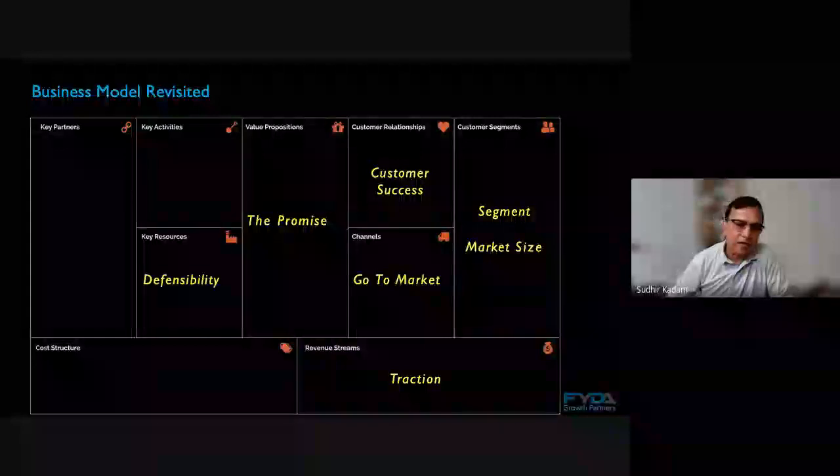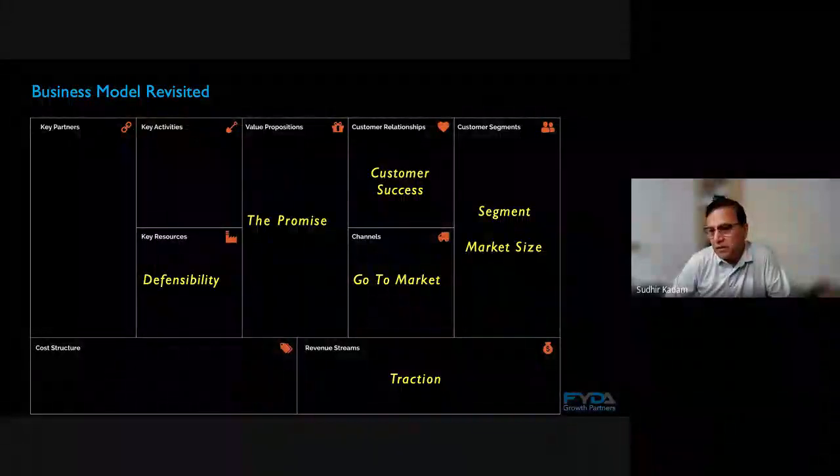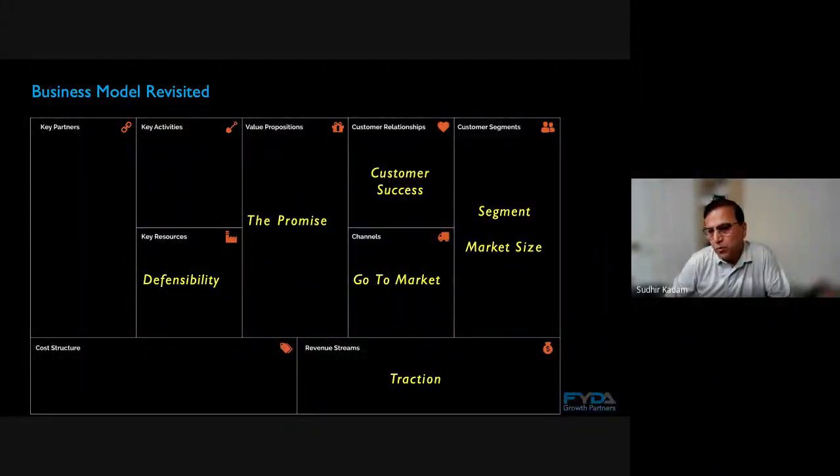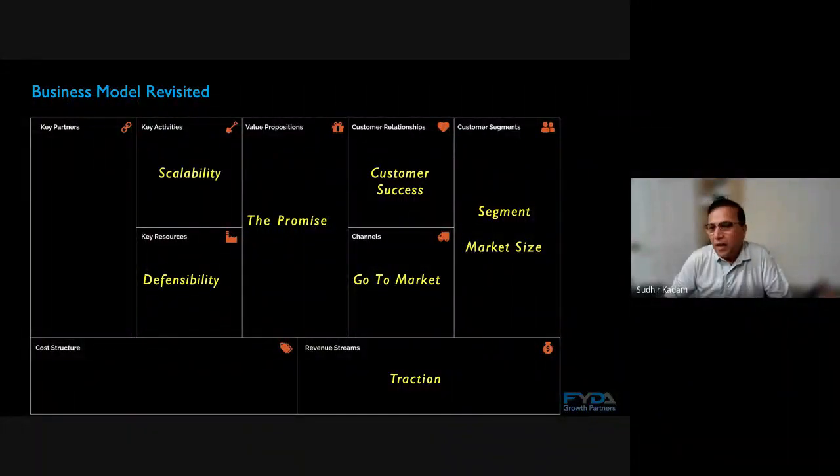So that's traction. Then key resources. We all obviously asked how defensible my business model is. This is where you start talking about your IP, your patents, or the kind of people that you have on your team, and so on. And then key activities.